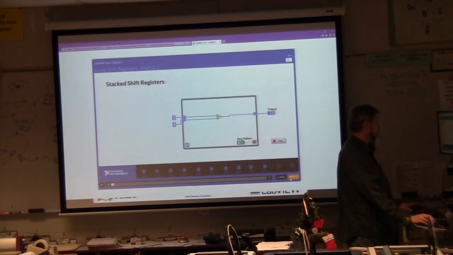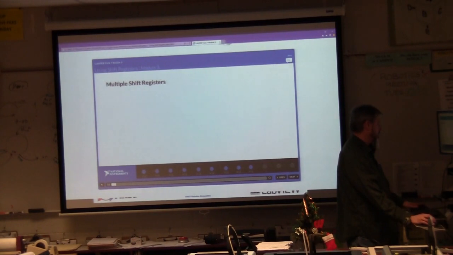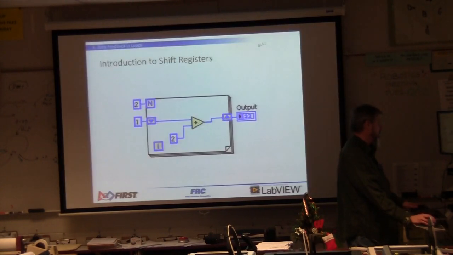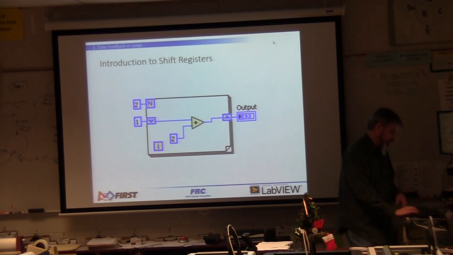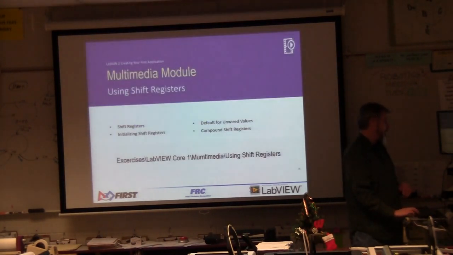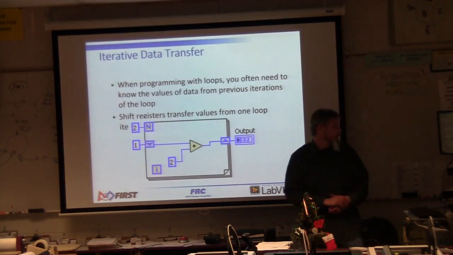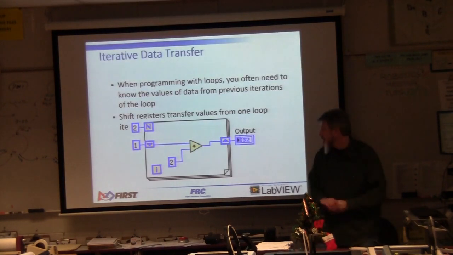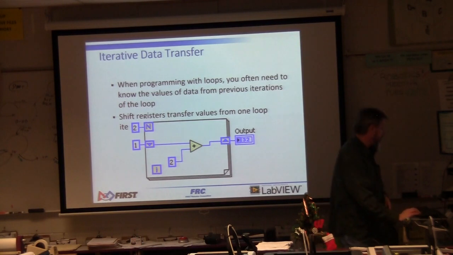A loop can also contain what are called stacked shift registers, which retain values from multiple previous iterations. I don't want to talk about that. We don't use them, and they're not that interesting. So it's shift registers, we kind of went through that.